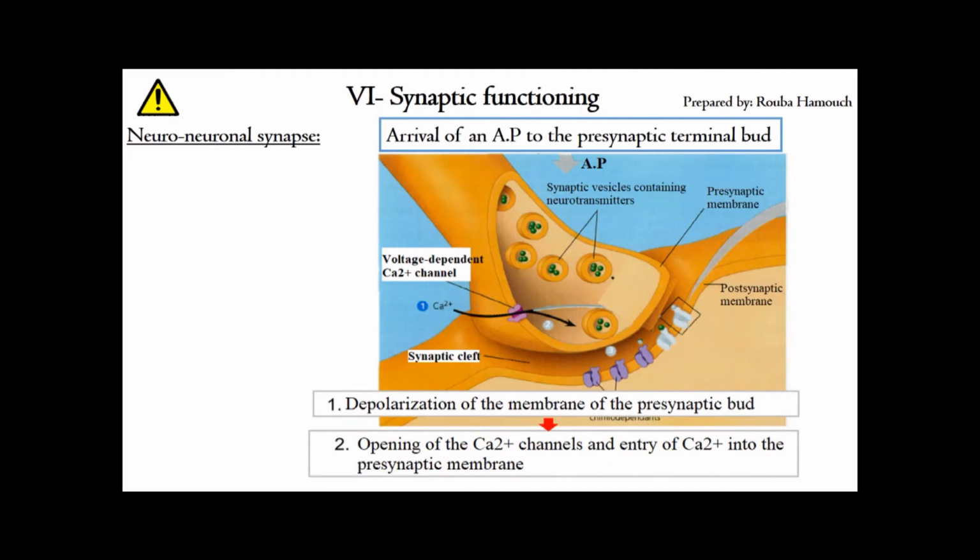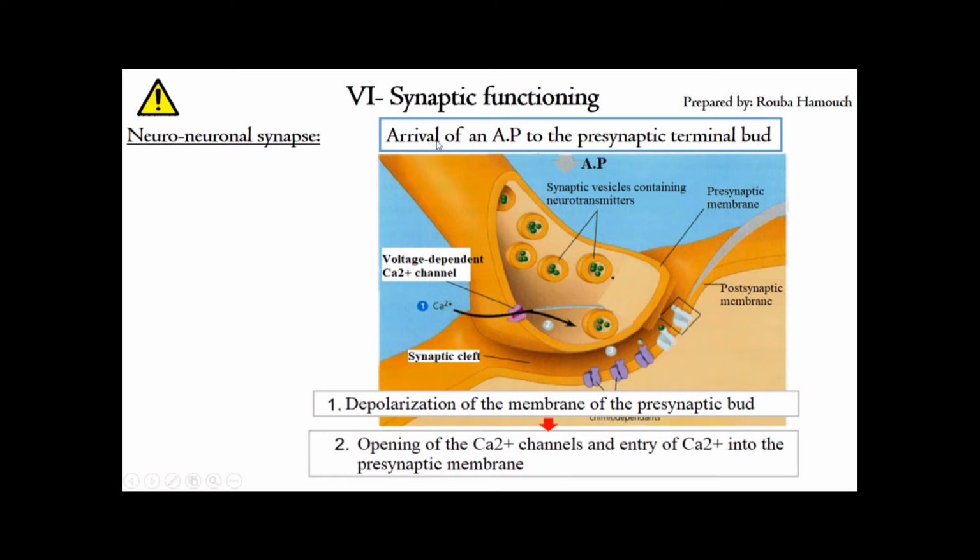Now, the first step of synaptic functioning is the arrival of an action potential, as you can see here, to the presynaptic terminal bud. This action potential is created due to a depolarization of the presynaptic membrane. And this depolarization, this action potential, allows the opening of the Ca2+ voltage dependent channels and the entry of Ca2+ into the presynaptic membrane.